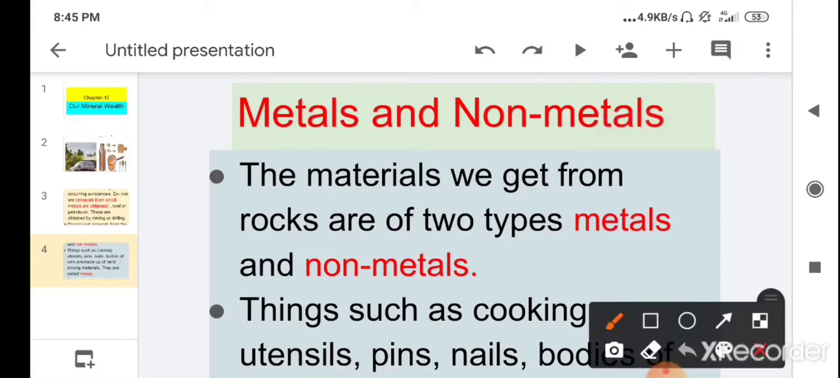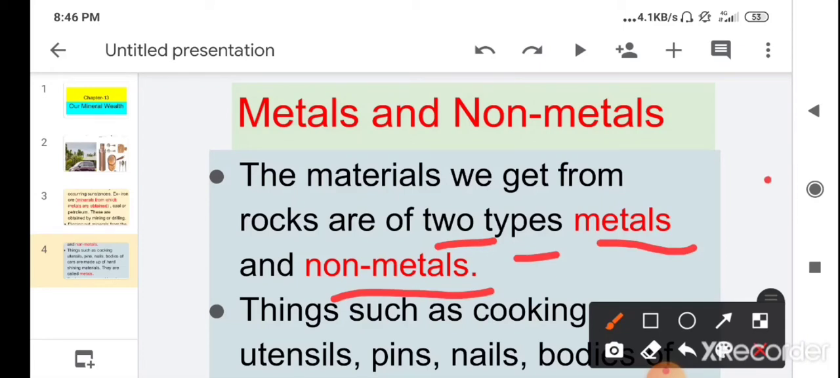So children, there are two types of rocks. How many types of rocks are there? Two. One is metals and the other is non-metals. Using these two different types of rocks, different objects are made: your toys, your utensils, the objects which you use in your daily life.